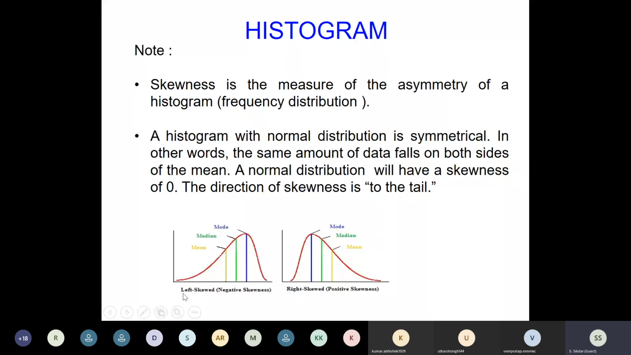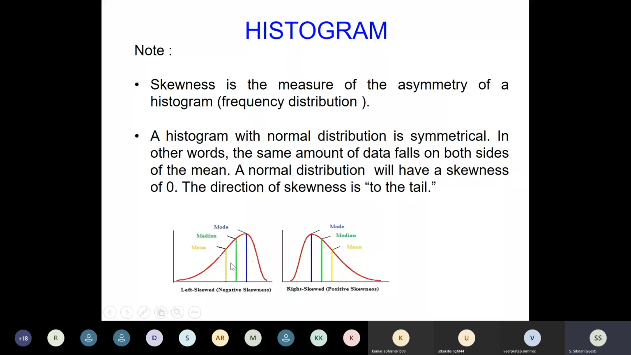So if anybody says left skewed, you always remember that skewed means its tail is on the other side. That means this side has got more data on the right hand side. So it is not totally symmetrical. The data on the left hand side and the right hand side are not equal.